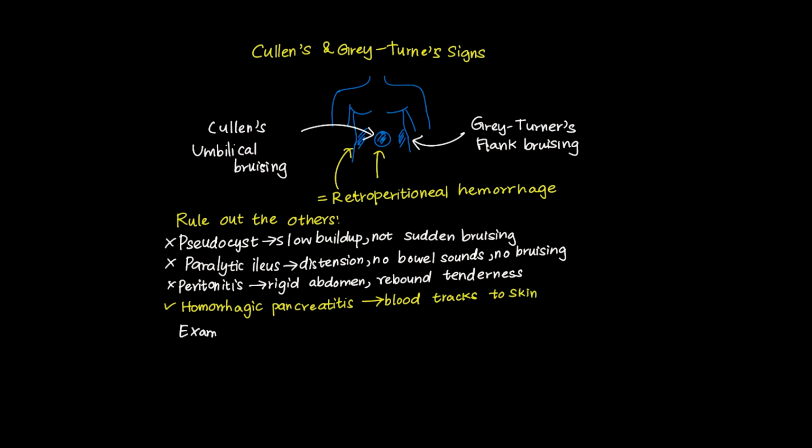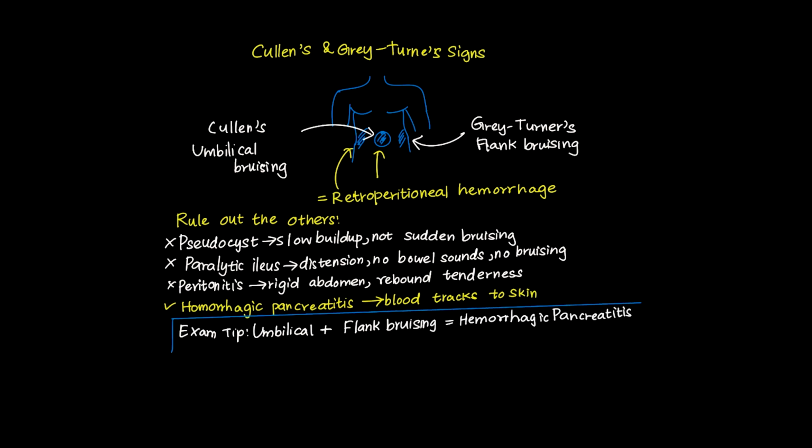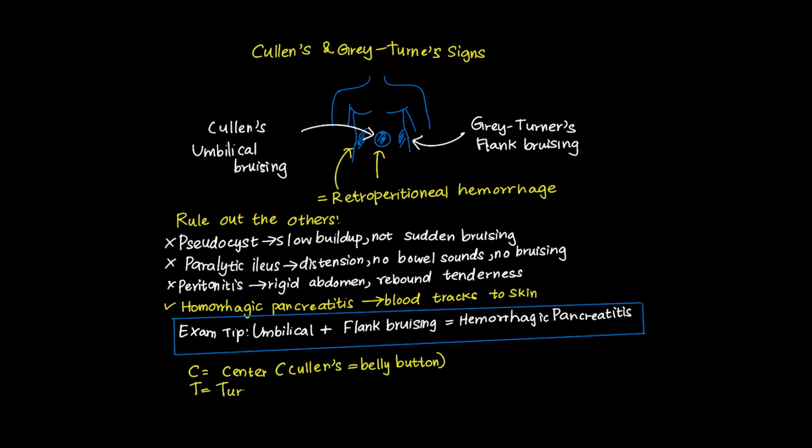Here's a WGU D454 OA exam tip for you. If you see periumbilical bruising and flank bruising together in any question, the answer is hemorrhagic pancreatitis. Every single time. Recall hook. Cullen's is around the belly button, think C for centre. Gray Turner's is on the flanks, think T for turning to the sides.